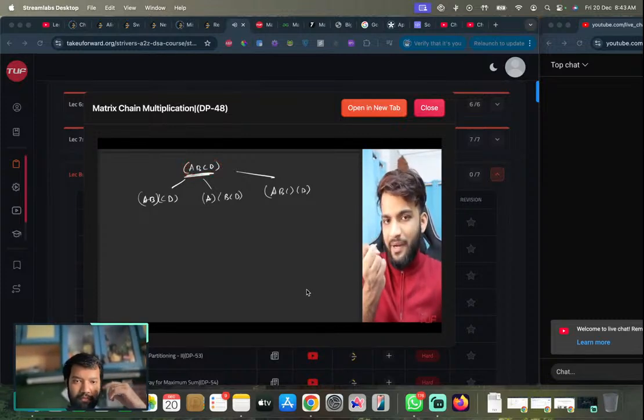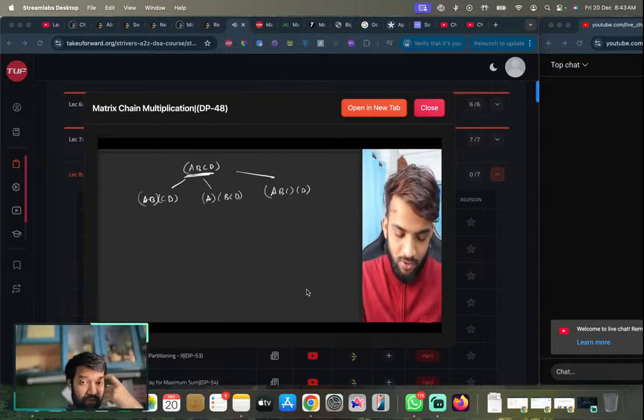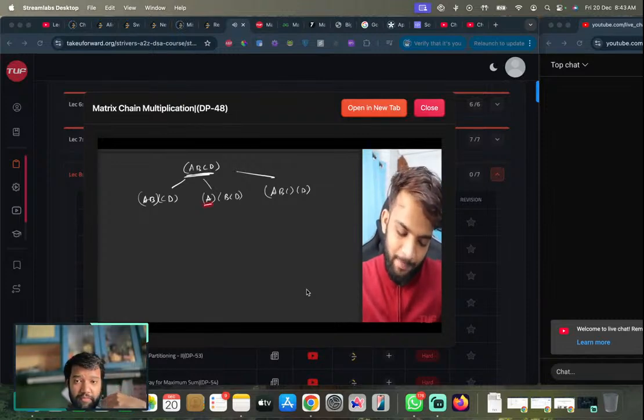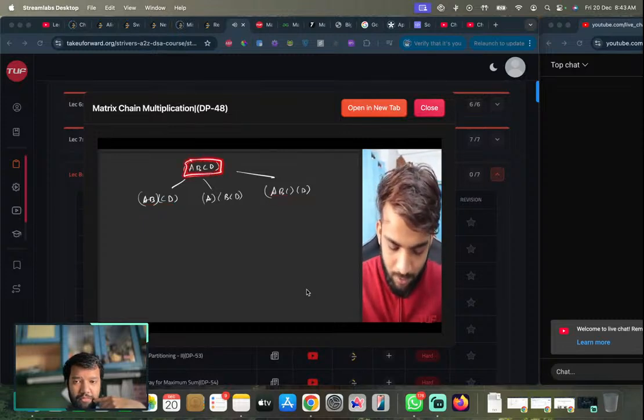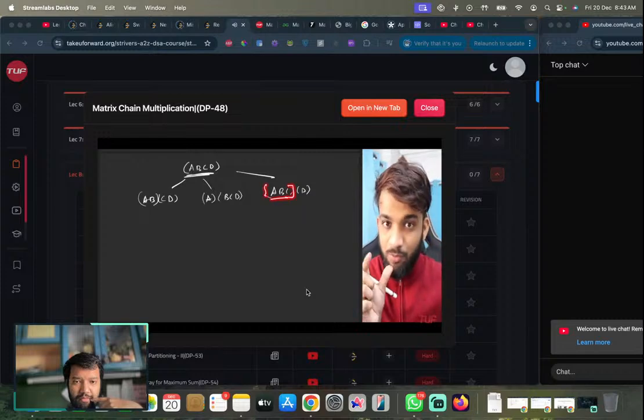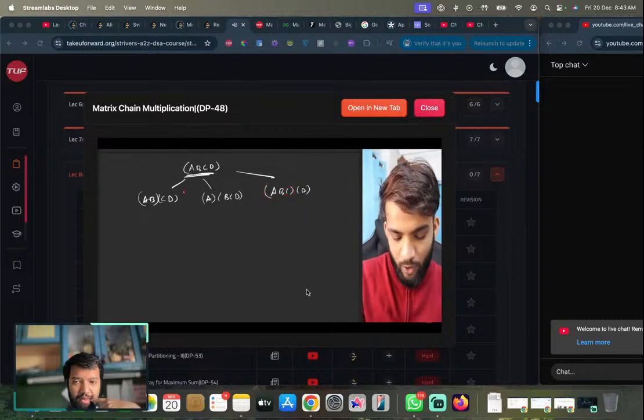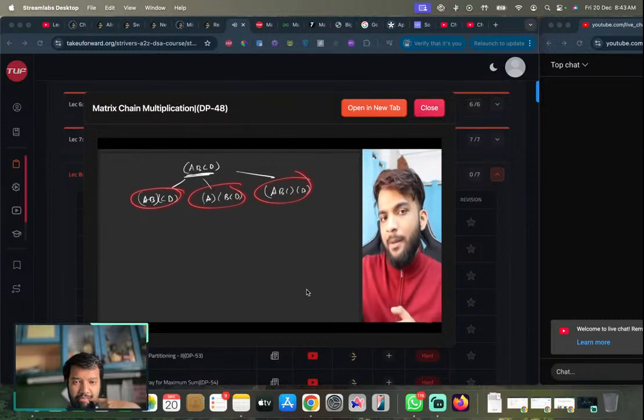So what you're trying to say is, okay, I was solving this. Now what I'll do is I'll try to break the problem down into smaller problems. How can the smaller problems be? It can be A, B, C, D, or it can be A, B, C, D, or it can be A, B, C, D. So I took the entire problem and broke it down into something smaller. I'll try to solve it, and whichever way gives me the minimal will be my answer.